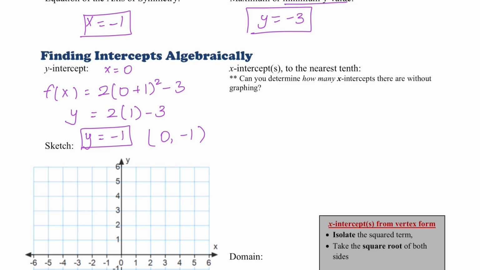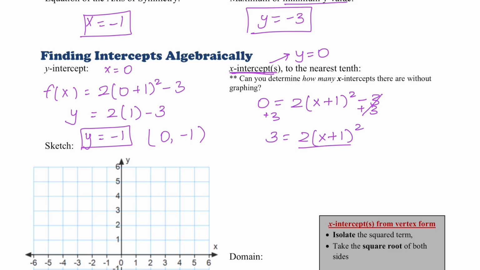Looking at our x-intercept, that is when y is equal to 0, so put it in the equation. 0 is equal to 2 times (x plus 1) whole squared minus 3. Add 3 on both sides. We get 3 is equal to 2 times (x plus 1) whole squared. Divide both sides by 2. We have 3 over 2 is equal to (x plus 1) whole squared.